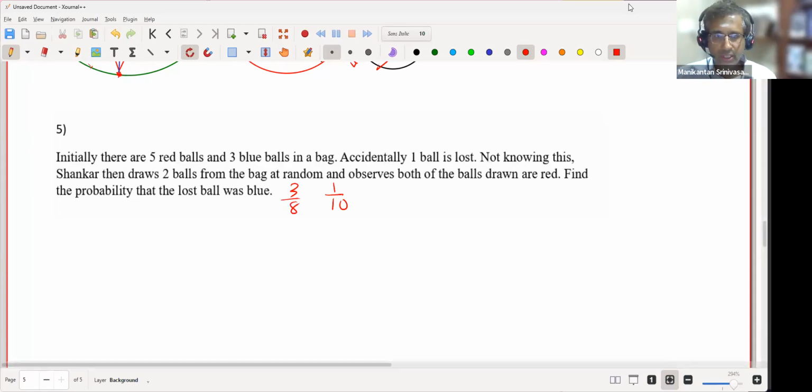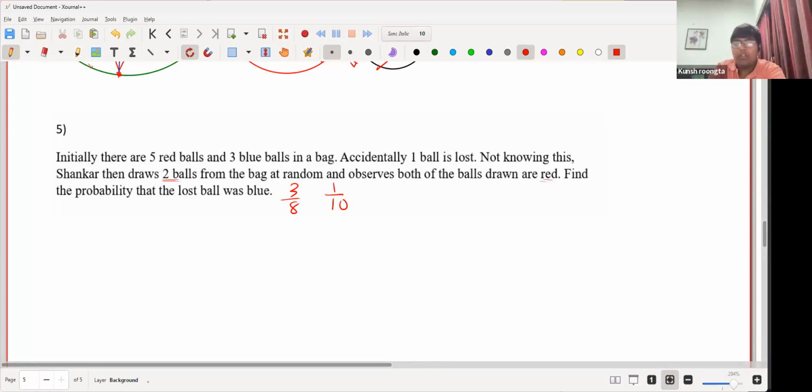Accidentally, one ball is lost. Not knowing this, he draws two balls and observes that both are red. But how does that matter? Because no matter if a red or a blue is taken out, there's still a chance for it to be 2/red, right?